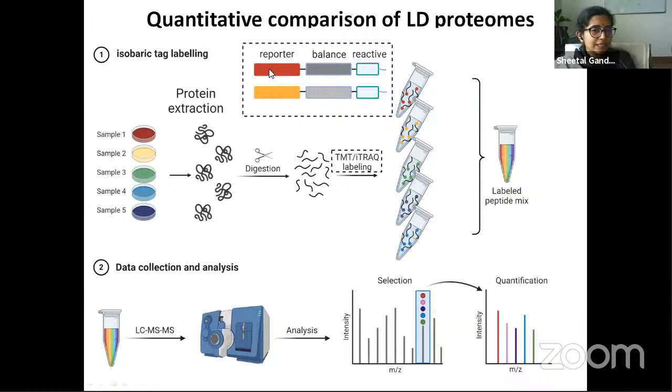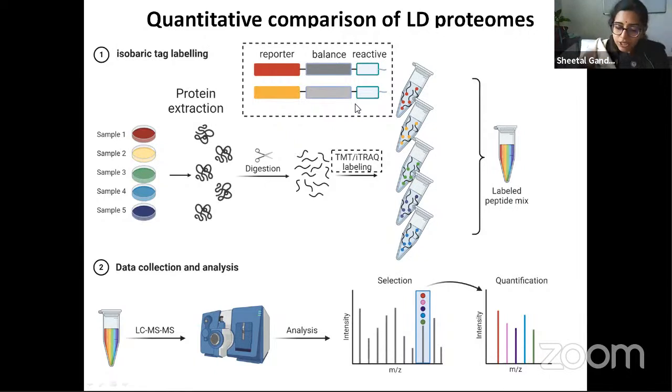And you have different flavors of these tags. All of them together are isobaric, which means that the total molecular weight of each of these tags is identical. Each of these tags has a reporter part and a balance part, which means that when you add both of these together, the colored part and the gray part, the molecular weight will be identical.